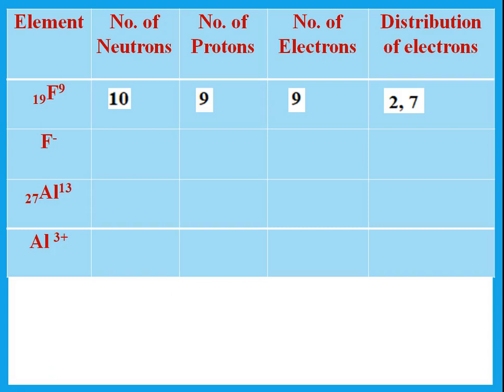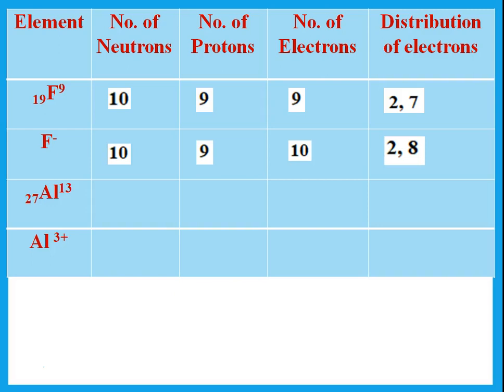Okay, what if I say now I have F minus? What does F minus mean? F minus means it is just the same as the one on top with atomic number 9 and mass number 19, but now it has an extra negative charge, and that means it has an extra electron. So the number of neutrons is the same, number of protons is the same, but now I have an extra electron, and that means instead of 9, I have 10 electrons. Now, how do we distribute the 10 electrons? The first energy level takes 2, and I'm left with 8 in the next one.